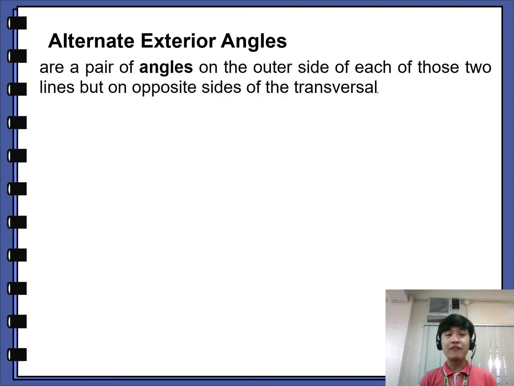So, by definition, alternate exterior angles are pair of angles on the outer side of each of these two lines. These two lines are the parallel lines, but on the opposite sides of the transversal. Now, pasimplihin pa natin. So, alternate exterior angles, una, non-adjacent exterior. So, ibig sabihin, mga exterior na hindi nag-share ng vertex, common vertex and side. Second, sila ay nasa opposite side ng transversal. Nasa left yung isa, nasa right side yung isa, or vice versa.